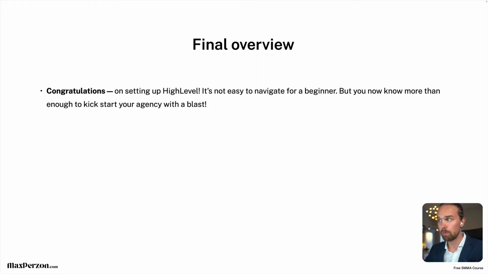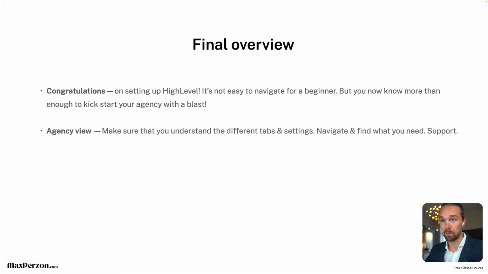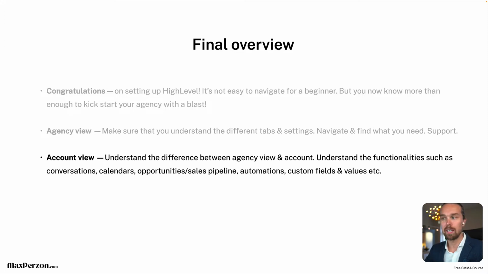It's not easy to navigate for a beginner, but you now know more than enough to kickstart your agency with a blast, all right? And agency view, right? So make sure that you understand the different tabs and settings, navigate and find what you need, also how you find support, and then also understand the difference between agency view and your account, right? So you have the agency view, and then you can have multiple accounts underneath that. So we have your agency as an account right now, but you can also have your separate clients as separate accounts as well. So understand the functionalities such as conversations, calendars, opportunities, sales pipeline, automations, custom fields, values, etc.